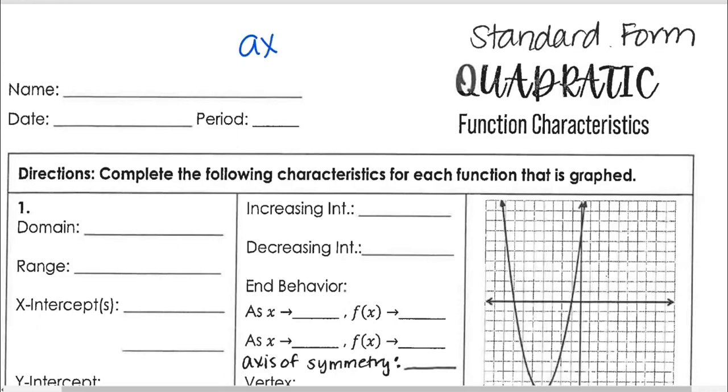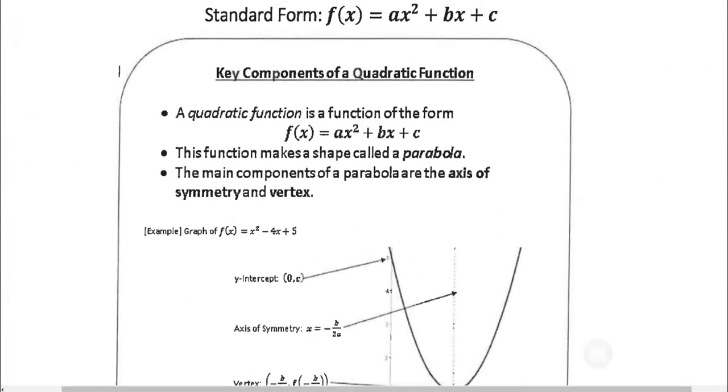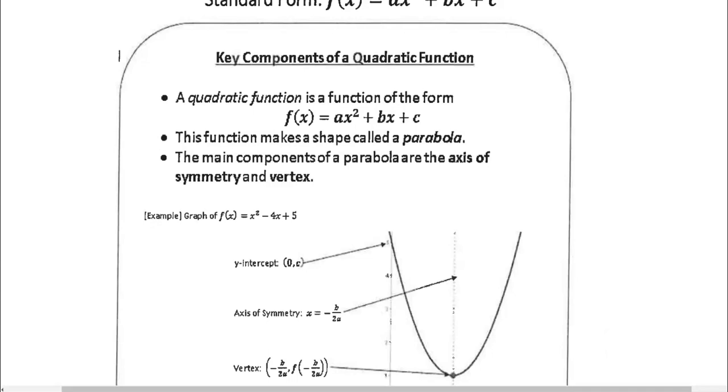So we're going to have ax squared plus bx plus c. In standard form, each piece of the function gives you a different piece of the graph. I'm going to scroll down to this page. A parabola can open up or it can open down. It depends on the function. If your ax squared is positive, it's going to smile at you. If your ax squared is negative, it's going to be sad. It's going to frown at you.